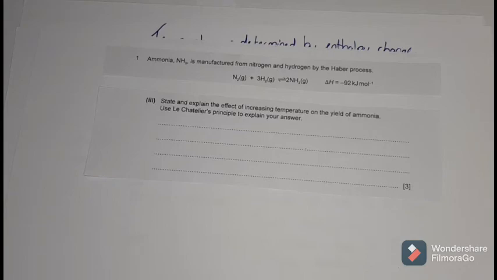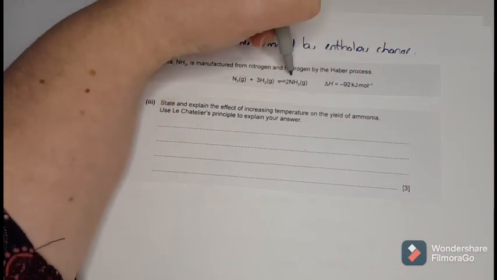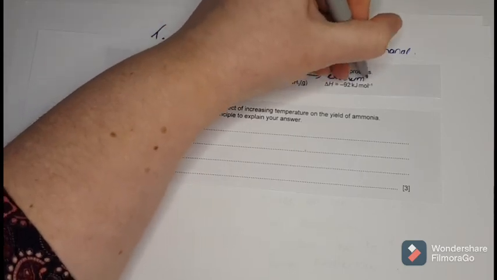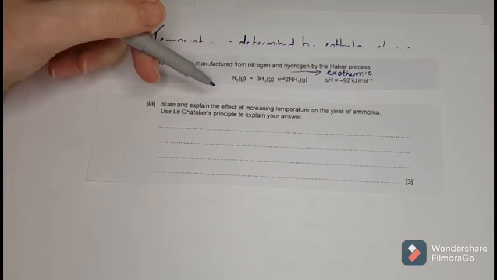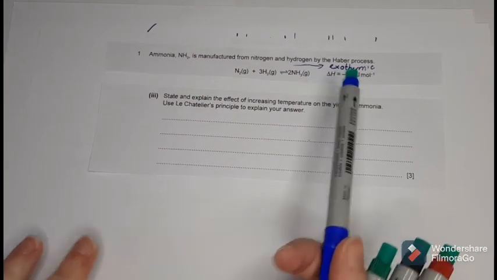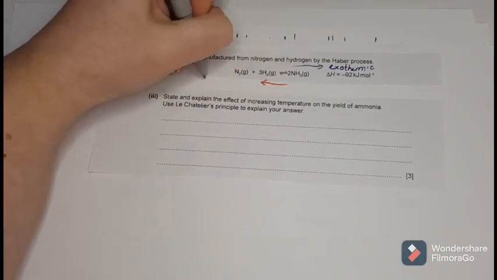Then if I look at one more example, I've got ammonia manufactured from nitrogen and hydrogen in the Haber process, and you need to state and explain the effect of increasing temperature on the yield of ammonia using Le Chatelier's principle. I'm told that the forward reaction is negative 92, which means going this way is exothermic. So going the opposite way is endothermic, because the forward reaction is negative, which means going this way is positive.